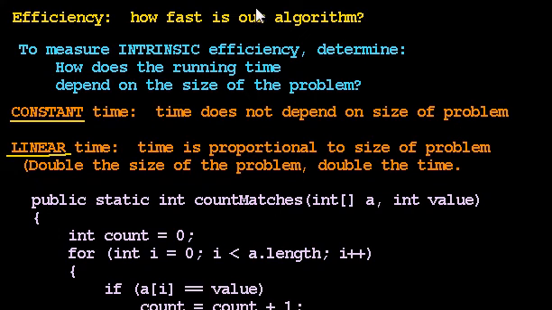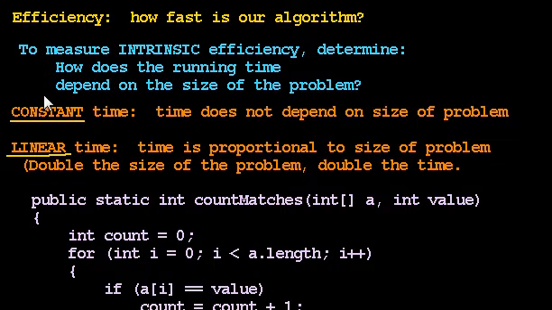Hello, this is Dave again, and in our last video we were measuring how fast is my algorithm. We want to know intrinsically how efficient it is, how fast it is, how much time it uses up. We don't actually care what the actual time is on a particular processor when the program is written in a particular programming language. We want to measure intrinsic efficiency, and we found that the way to do that is to determine how the running time depends on the size of the problem.